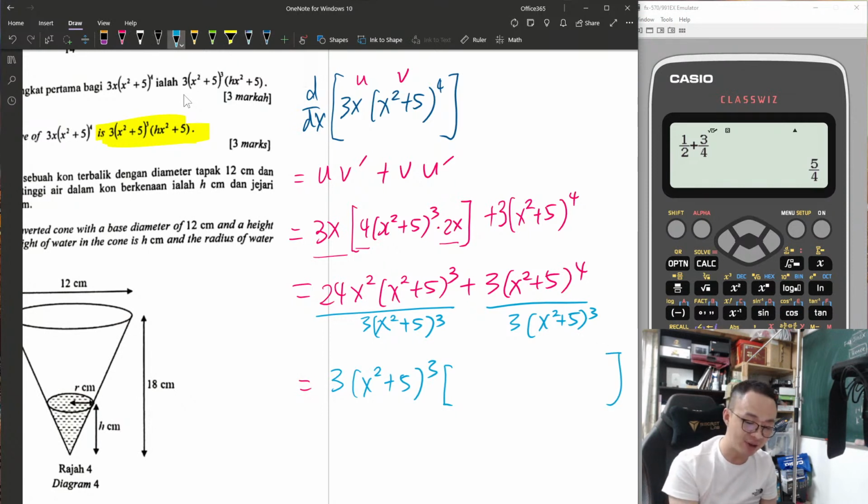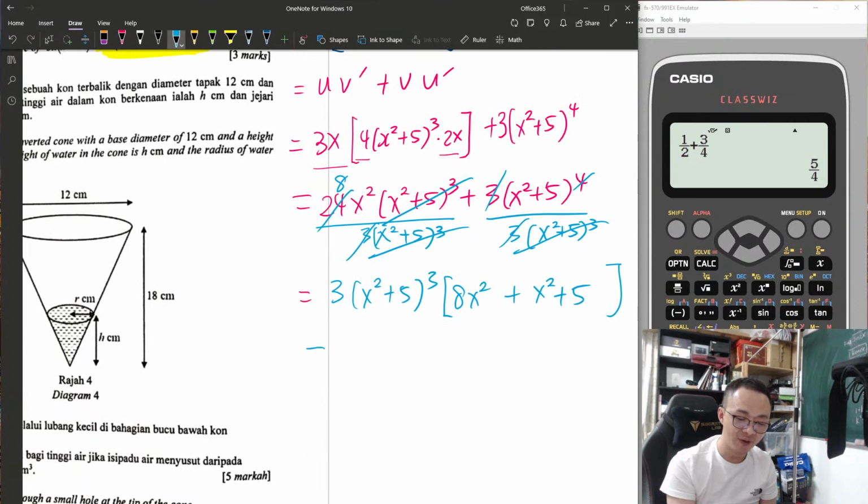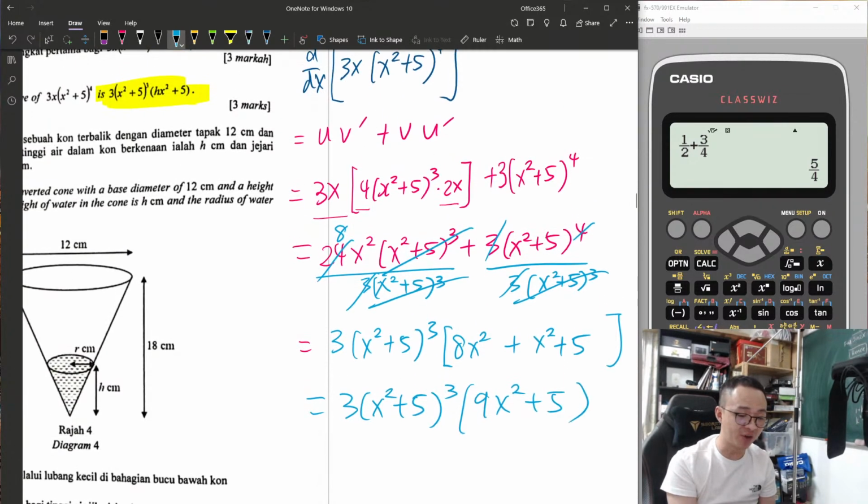So this one, 3 and 24, I left at 8. So I have 8x squared. The whole thing I cut, no more already. This one 3 and 3 I cut, this one and this one simplify, I still have power 1, isn't it? So plus x squared plus 5. So therefore, it's 3 (x squared plus 5) to the power of 3, this is 9x squared plus 5. And where's the position of h? H is basically the 9, isn't it? So therefore, h equals to 9. 3 marks.